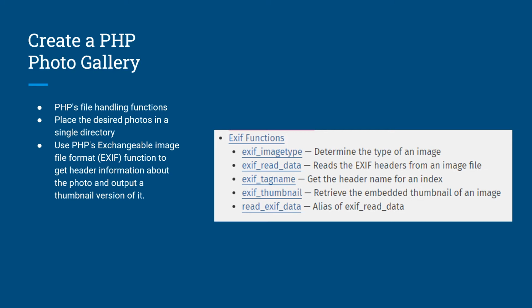And on the right, I included some functions from the PHP manual. So you have exif_imagetype, which determines the type of image. That could be whether either a JPEG or PNG or etc. And you have exif_read_data, which reads the header files from the image. You have exif_tagname, which gives the header name of an index. You have exif_thumbnail, which we will be using later on. That retrieves the embedded thumbnail of an image. And then you have read_exif_data, which is the alias of exif_read_data from above.